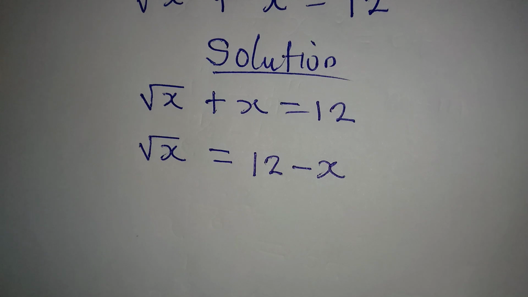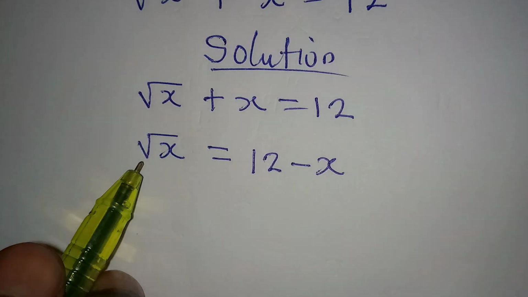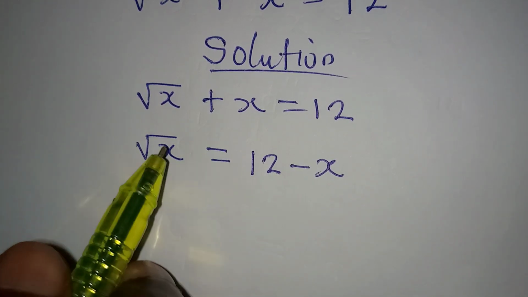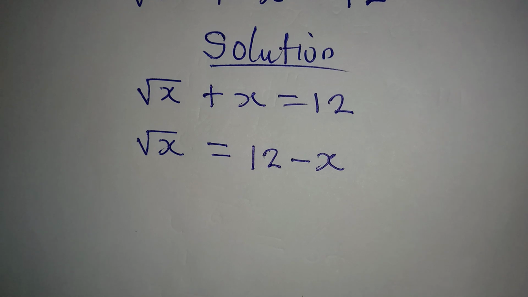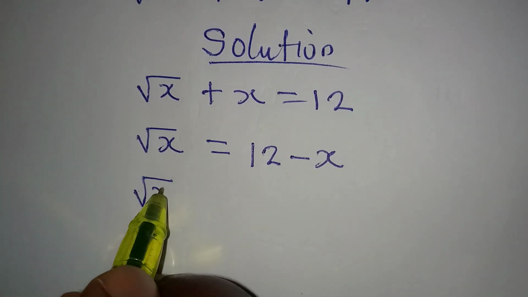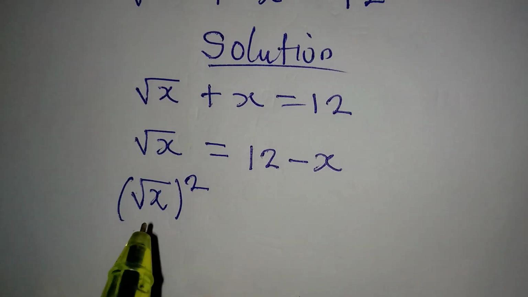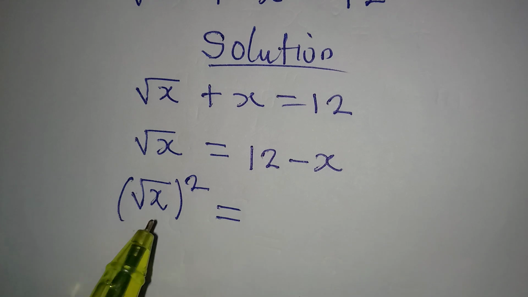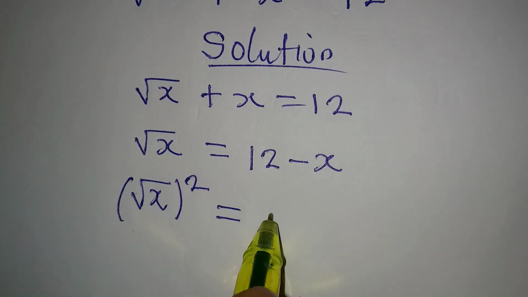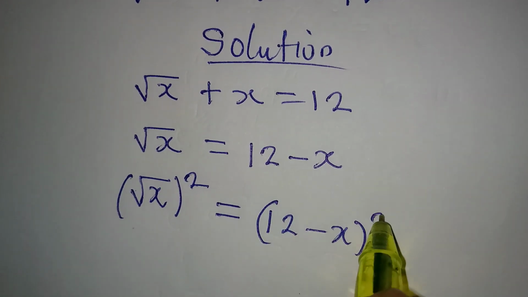Now, the next thing on our mind is how do we remove the square root from here? Because without removing the square root, we will not be able to find the value of x. So we're going to have square root of x and we shall square this. Okay, and then since we've squared the left, we are equally going to square the right. So we have 12 minus x and this will be squared.